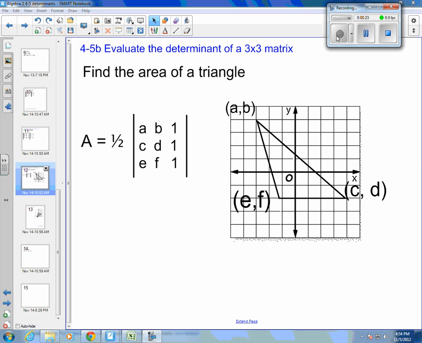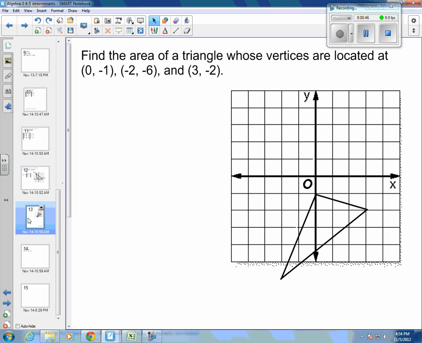So let's look at this triangle here. It's a triangle with point (A, B), point (C, D), and point (E, F). And you're going to fill in that third column with ones. If you find the determinant of that matrix and multiply by 1/2, you are actually finding the area of a triangle. So let's go through an example for that, and this will be a pretty quick video.